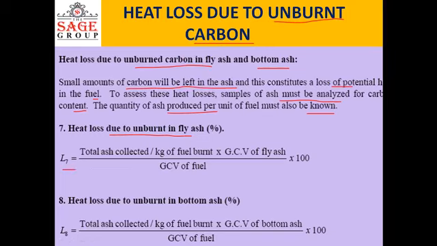So L7 is total ash collected per kg of fuel burned into gross calorific value of fly ash, divided by gross calorific value of fuel, into 100. Then L8 indicates the heat loss due to unburned carbon in bottom ash, also in percentage. It is total ash collected per kg of fuel into gross calorific value of bottom ash, divided by gross calorific value of fuel, into 100. So we can find these losses L7 and L8 due to unburned carbon.